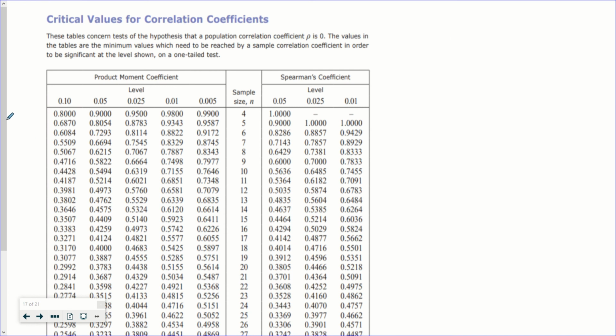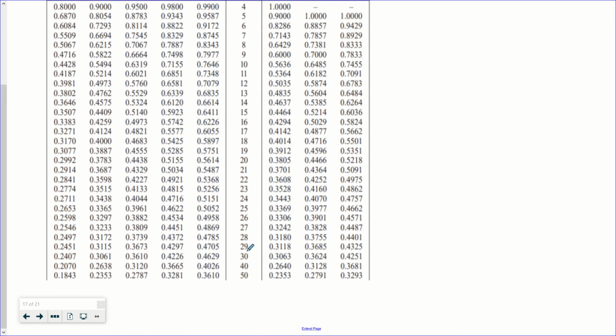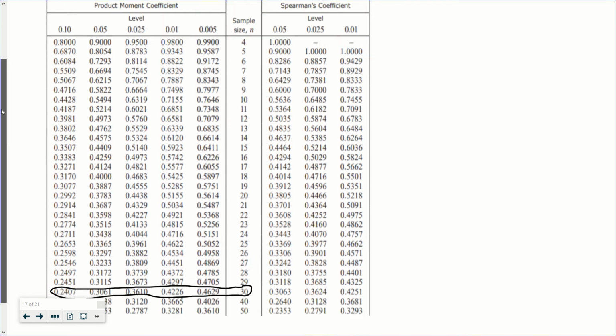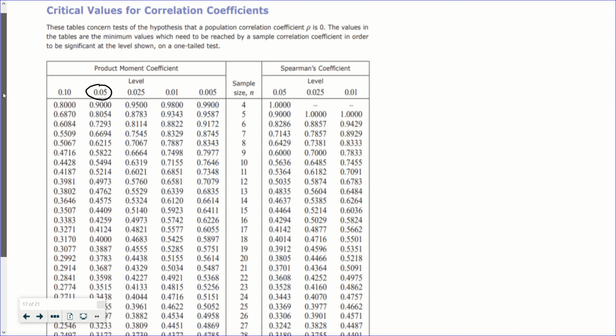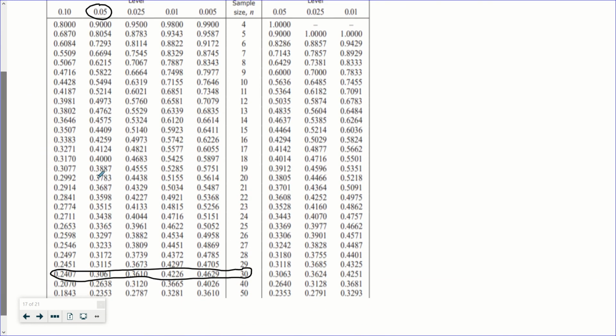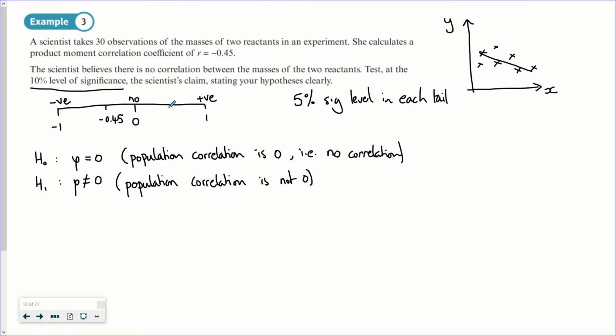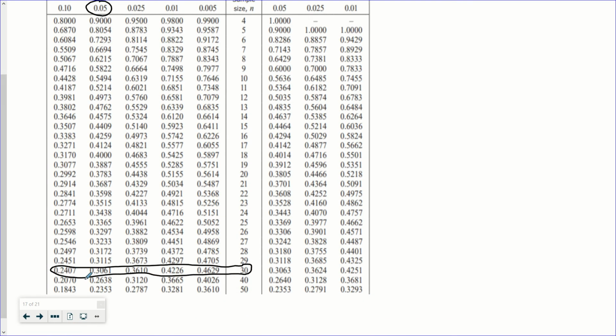So if we go to our table and we find n equals 30, because our sample size is 30, and we're looking at that row. And we need to look at the 5% significance level, because this significance level is how much is there at one end of our scale, or at one end of our distribution. So that's 0.3061. So what that means is that in order to conclude that there's a positive correlation, our value of R would have to be greater than 0.3061.